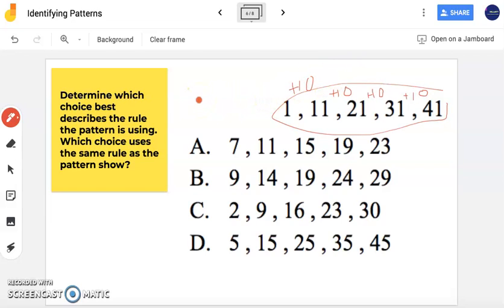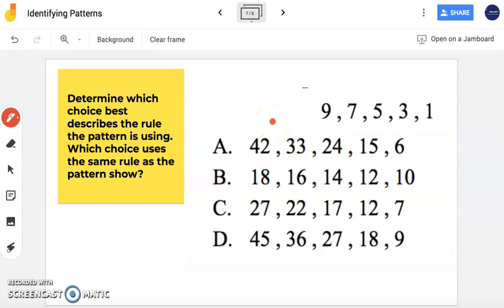So now that I determined my rule of adding 10, I need to determine which option choice here also has that same rule of add 10. So I'm going to go through each of my options. Now, 7 plus 10 is not 11. 9 plus 10 is not 14. 2 plus 10 is not 9. 5 plus 10 is 15. 15 plus 10 is 25. 25 plus 10 is 35. And 35 plus 10 is 45. Giving me D as my correct option, which has the same exact rule as the given pattern.